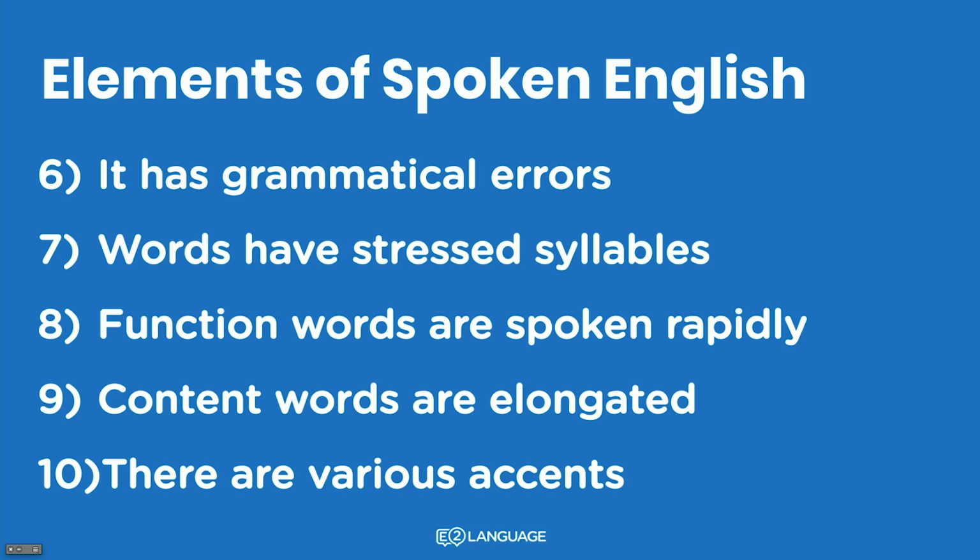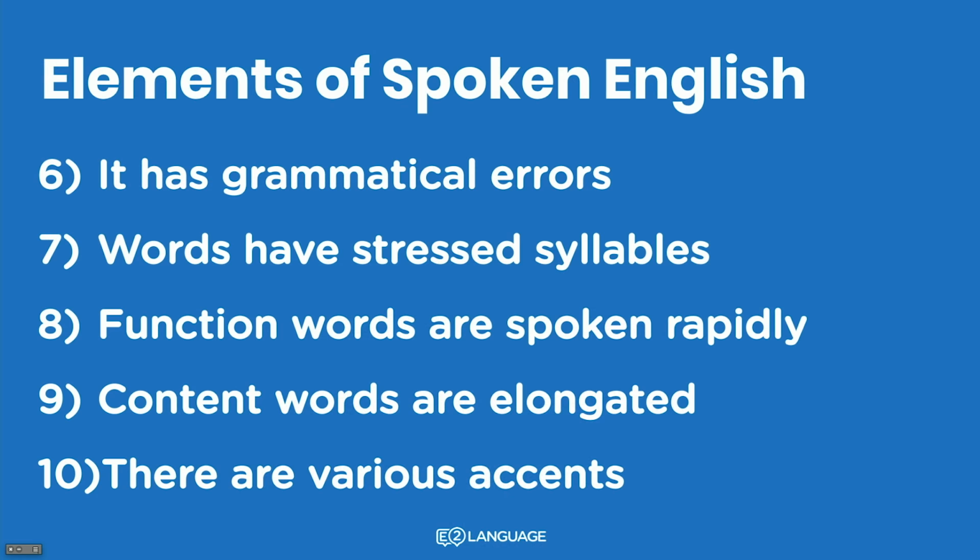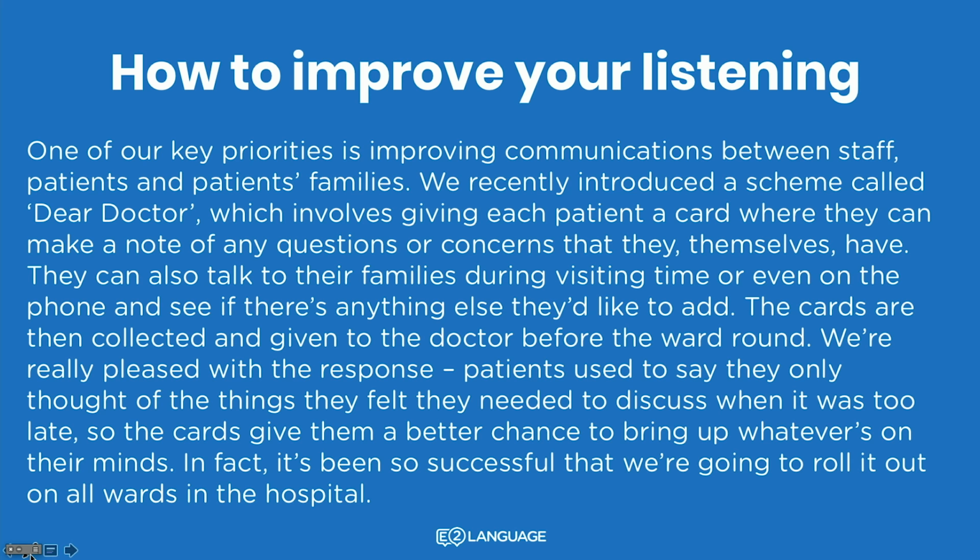And there are also various accents, of course. You might get British or American or Australian or Irish or whatever, and you might experience that in OET as well. So these are some of the features of spoken language. This is what we do when we speak. And of course, you're listening to all of these features coming in, the connections, the contractions, the word stress, the rapidly spoken function words, for example. So let's have a look at that passage that I read before and have a think about this. So how does this work?